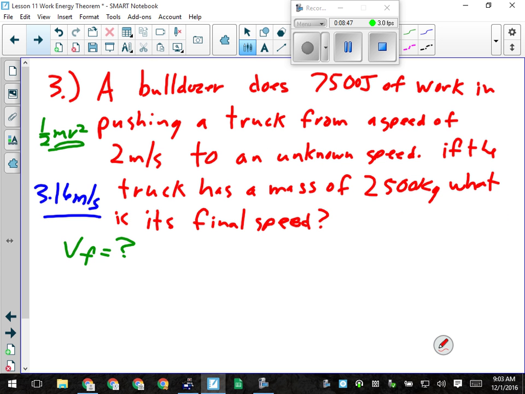Try that one. I want you to write that example down and give it a try. Okay, first step, figure out what kind of energy is changing. What kind of energy is changing? Kinetic energy. The speed of this truck is increasing. All right, so work is being done by the bulldozer. It's increasing the kinetic energy of the truck.